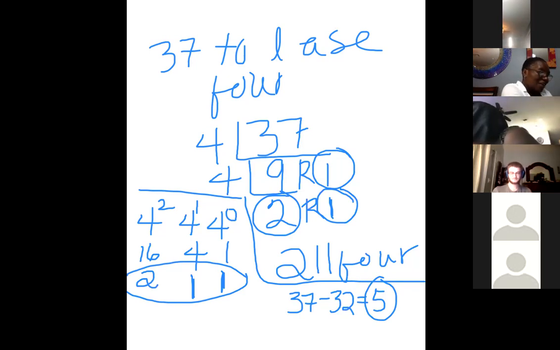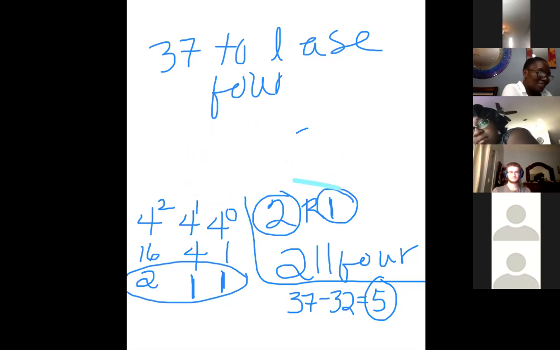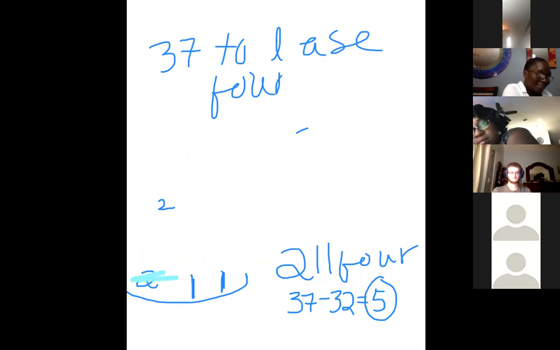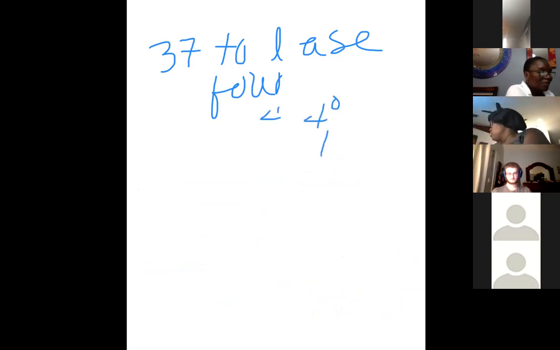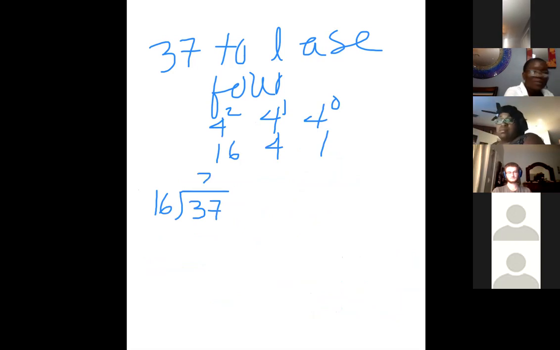Now, earlier I did the division. Let's see how the division would work, okay? So Valerie looked a little confused here, so let's go ahead and give the division a try. The place values for this one are 4 to the 0, which is 1, 4 to the first, which is 4, 4 to the second, which is 16. So we start with the 16, Valerie. 16 goes into 37, 2 times. 2 times 16 is 32. We subtract, we get 5.